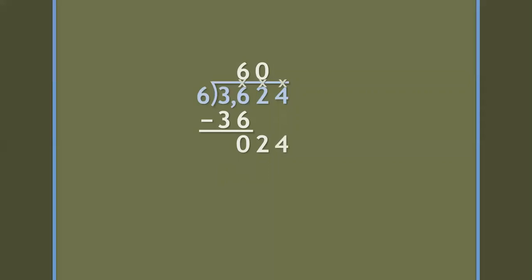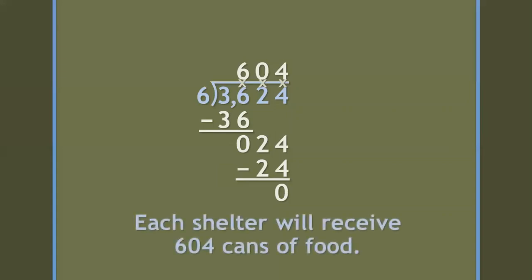And so 6 can go into 24. So let's skip count till we get to 24. 6, 12, 18, 24. So that leaves us 4. So 4 times 6 is 24, so that gives us 0. So we now know that our cans can go to 6 homeless shelters, and we can give each homeless shelter 604 cans. So see, right there, it says each shelter will receive 604 cans.